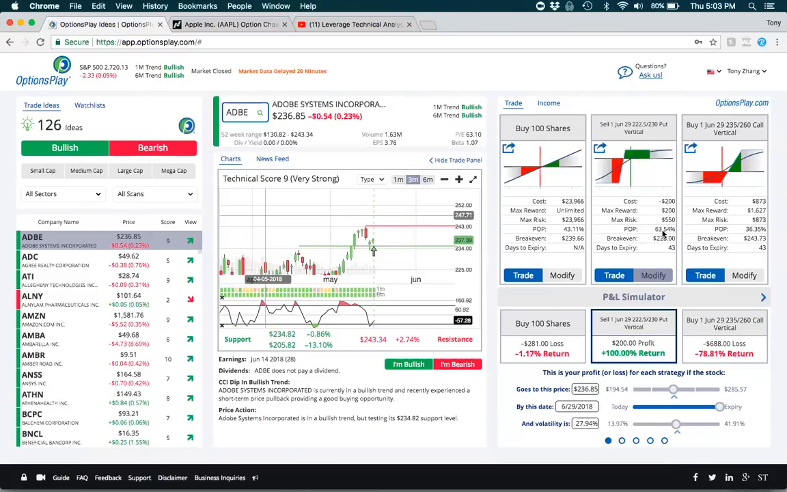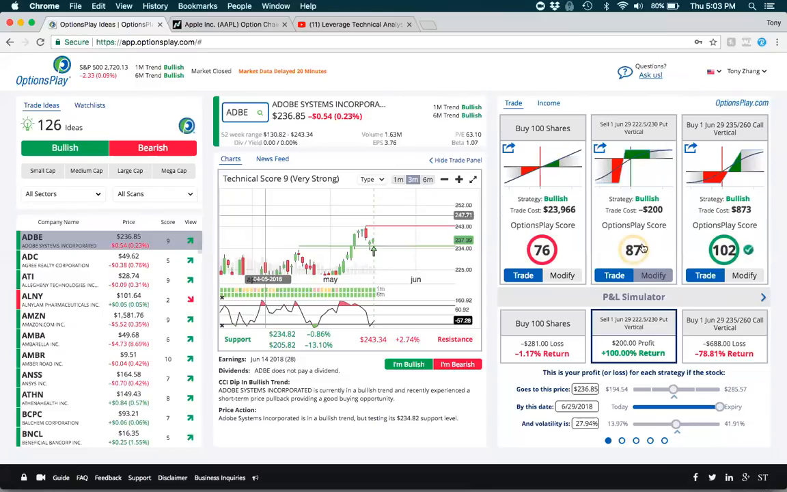So as you can see, even though I have a high probability of 63% versus 36% on the debit spread, I'm risking 550 to only make 200. That's a pretty poor risk to reward ratio in my mind. Versus here, even though it's only 36%, I'm risking $873 to make double that, $1,600. So the options play score tells you how well balanced the probability is weighted by the risk to reward.